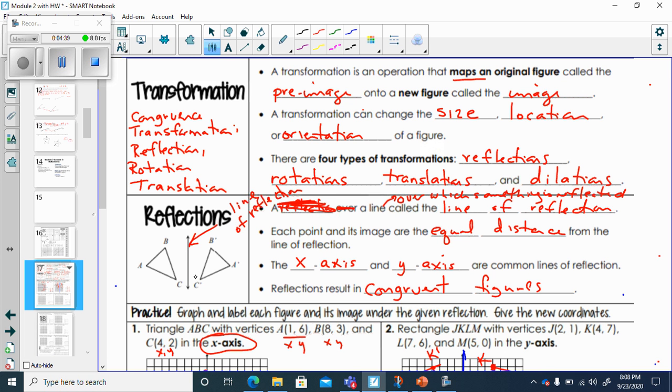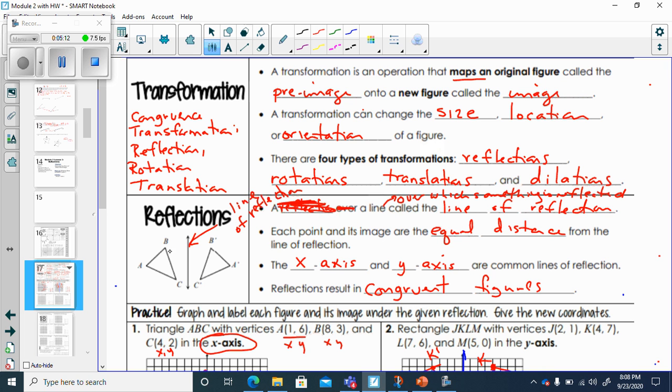These tick marks tell us that this is the image. The ones that don't have the tick marks on it say this is our pre-image. This is where we start. This is what we create from it. Now, the line over which anything is reflected is called the line of reflection. I changed the way this is written because I liked it better this way. The line over which something is reflected is called the line of reflection.